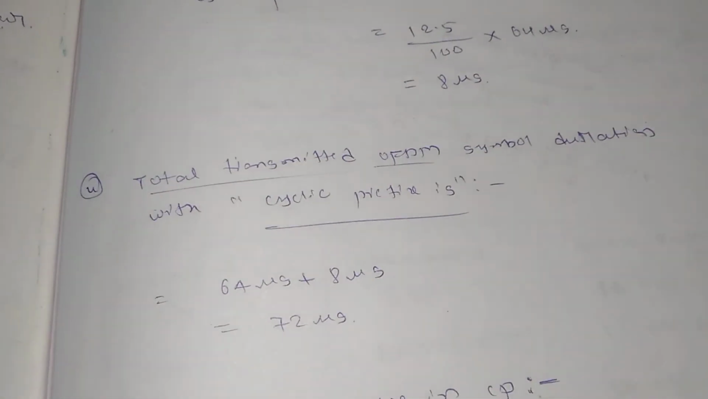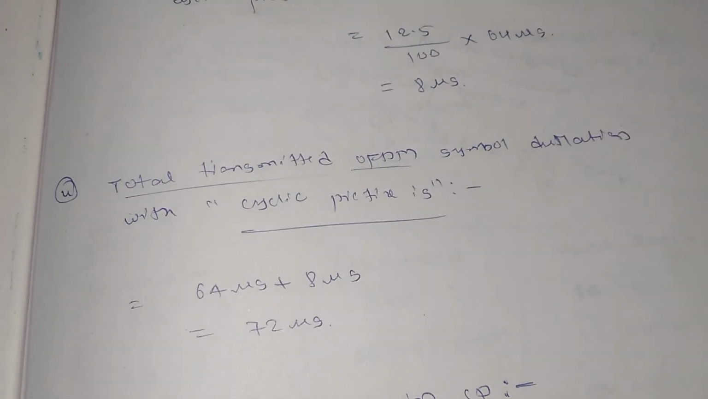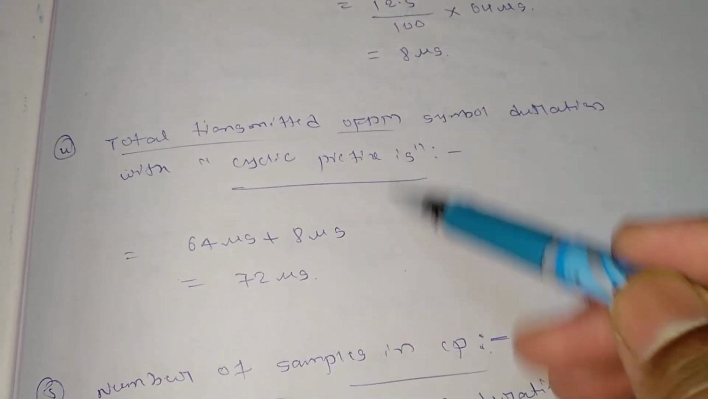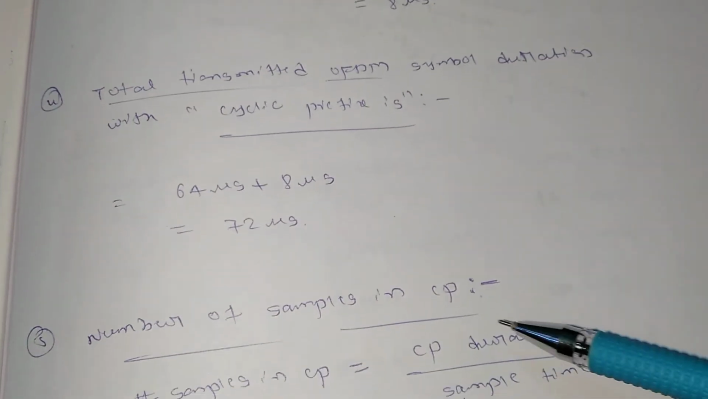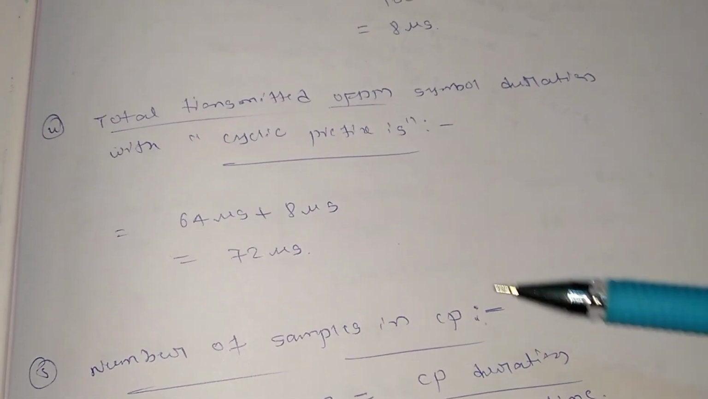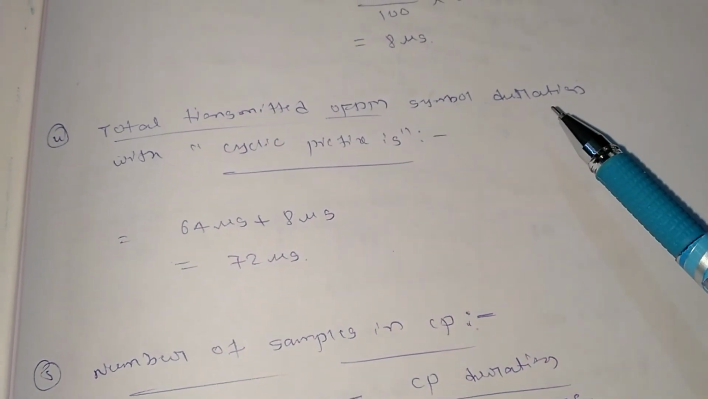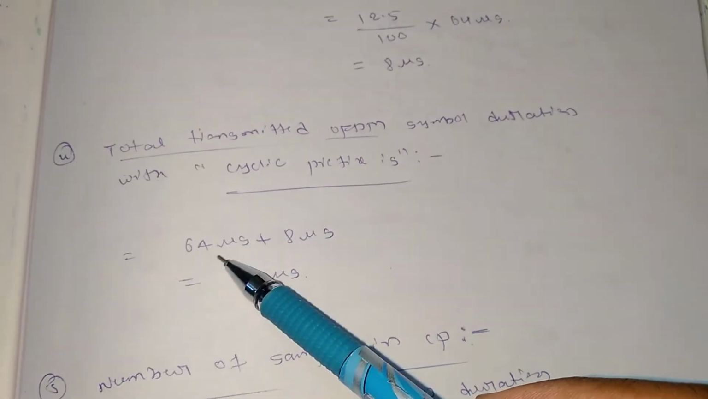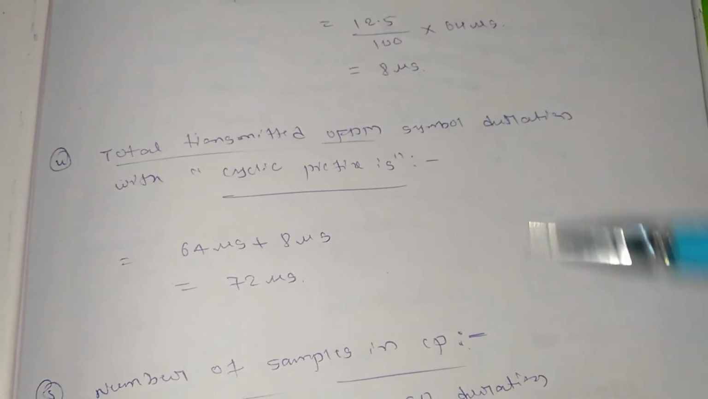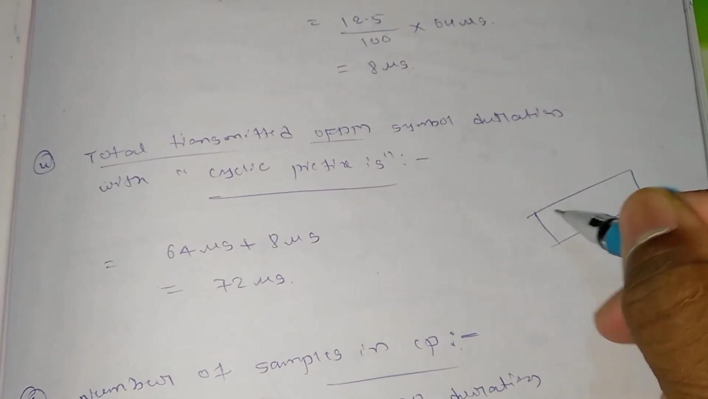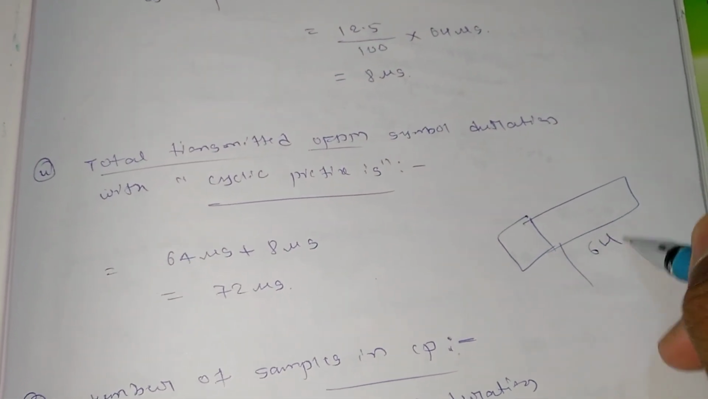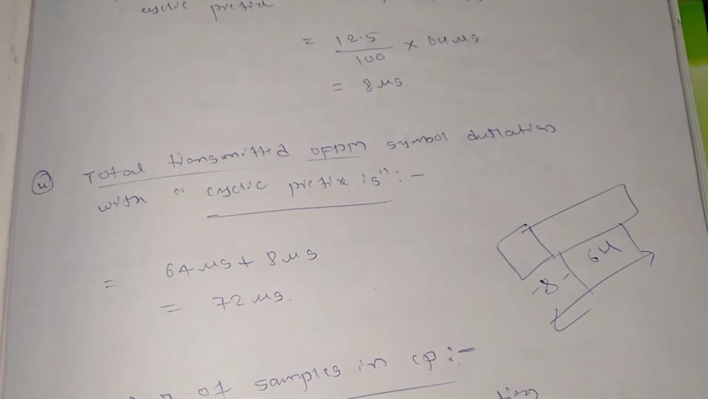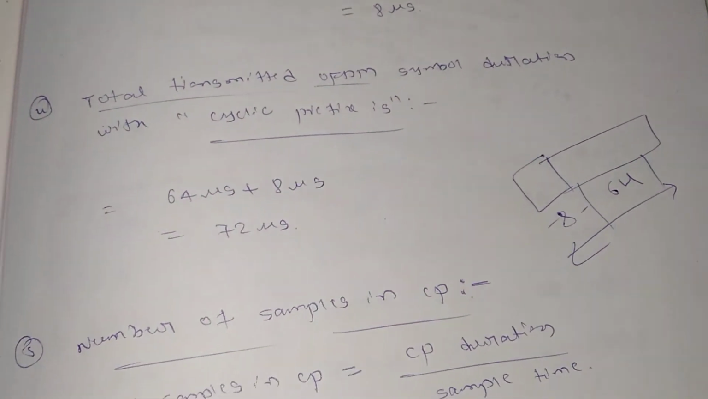Okay, so then the fourth one is the total transmitted OFDM symbol duration with cyclic prefix. So it's just a substitutionary element which will be required to find the number of samples. So that's why I'm calculating this one. So total transmitted OFDM symbol duration with cyclic prefix. That means 64 microsecond is without cyclic prefix, and the duration of cyclic prefix is 8 microseconds. So total, this is data and this is the cyclic prefix. So it is 64 here and this is 8. So the total will be addition of these two. So 64 microsecond and 8 microsecond are added. It will give up to 72 microsecond.